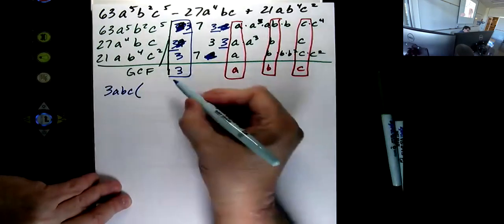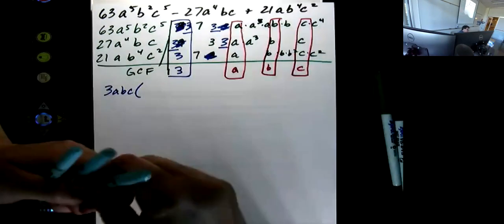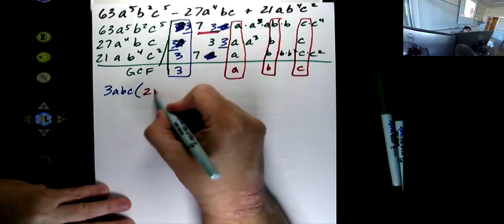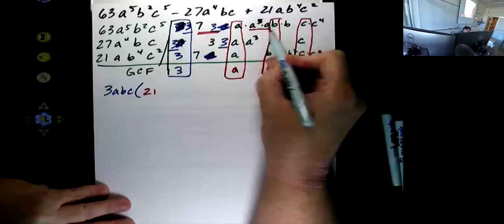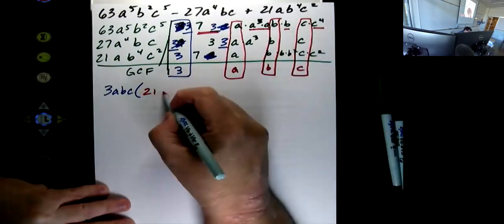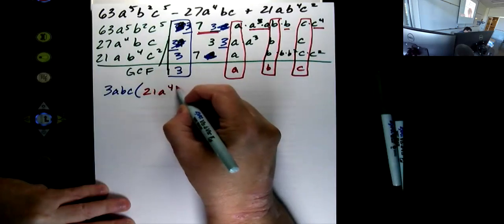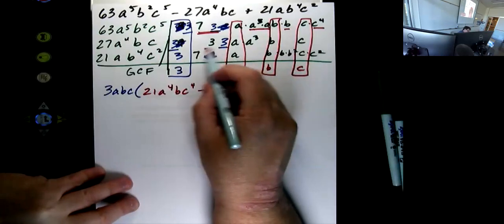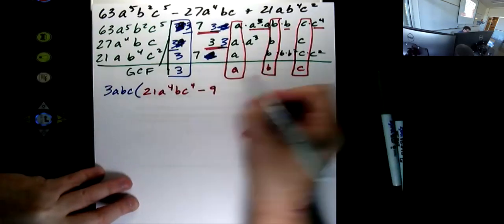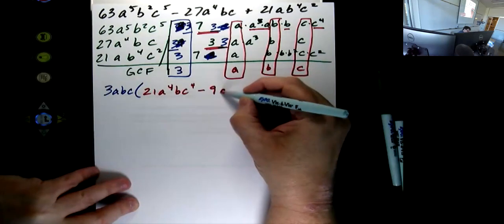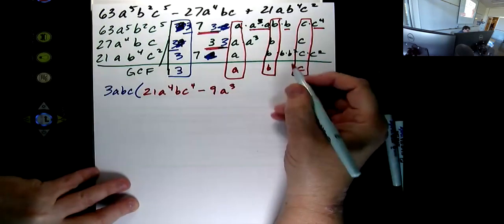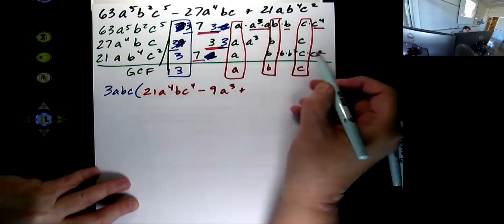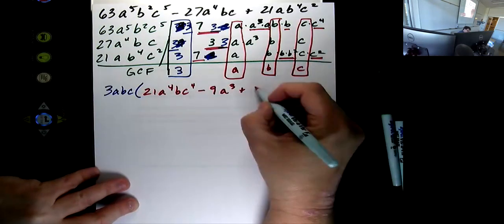Better to learn here. So, what do we got left over here? We got 7 times 3 is 21. And I got an A to the 4th, a B, and a C to the 4th. And then I've got a minus 9. The 27 is missing a 9 and an A cubed. And the final one is just missing the 7, a B cubed, and a C squared.